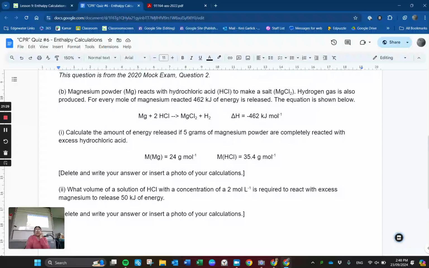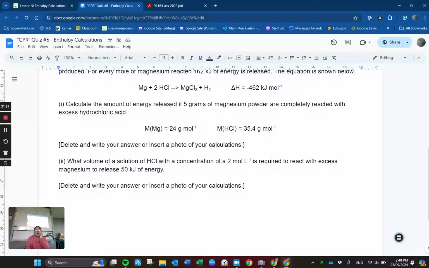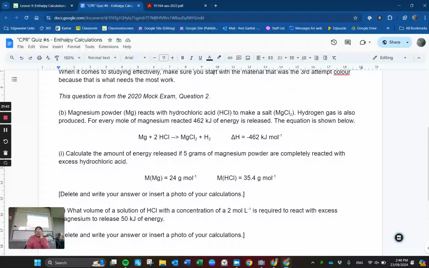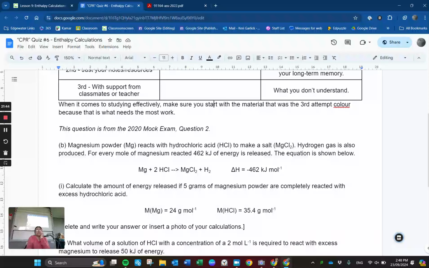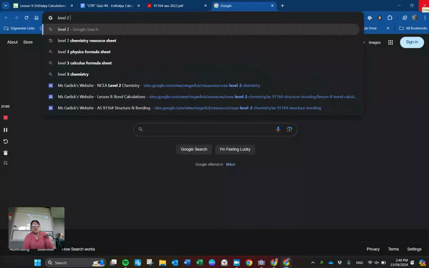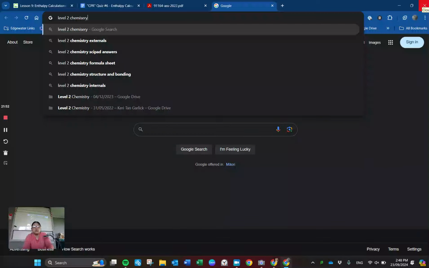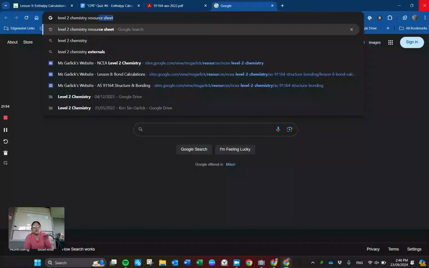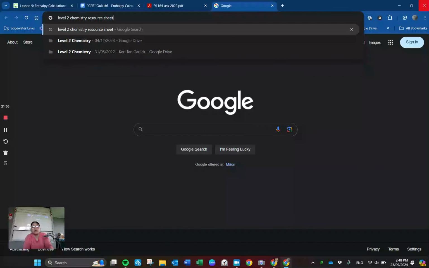So just recognizing in this case, for example, it's saying the volume of the solution of the hydrochloric acid with a concentration of 2 moles per liter. You're just basically acting with the concentration equation instead of the mass conversion equation. Here we go. And like I said, they give you all these equations on the exam. I can show you the resource sheet. Level 2 chemistry resource sheet. Just so you guys know what equations you're going to get. It's basically all of them.